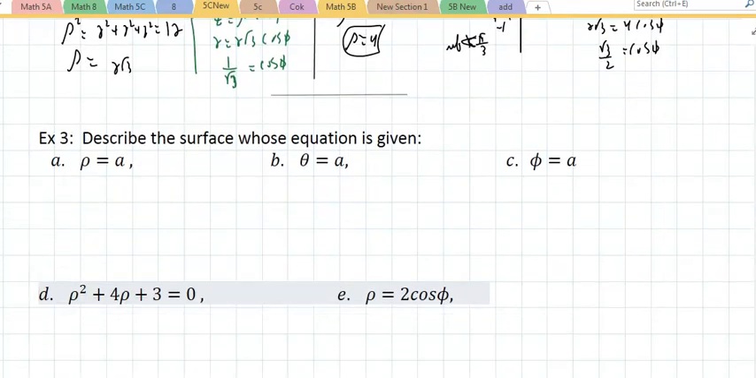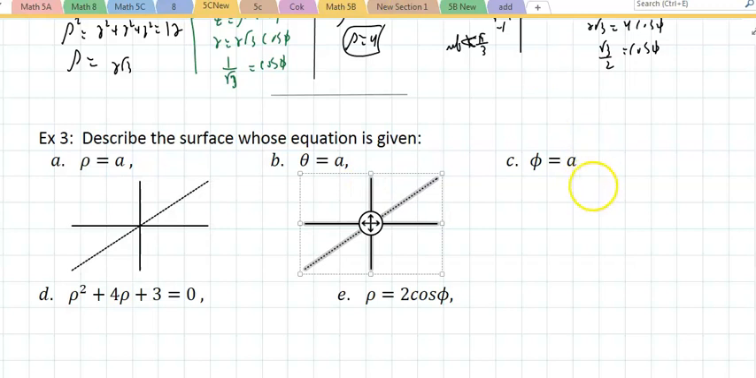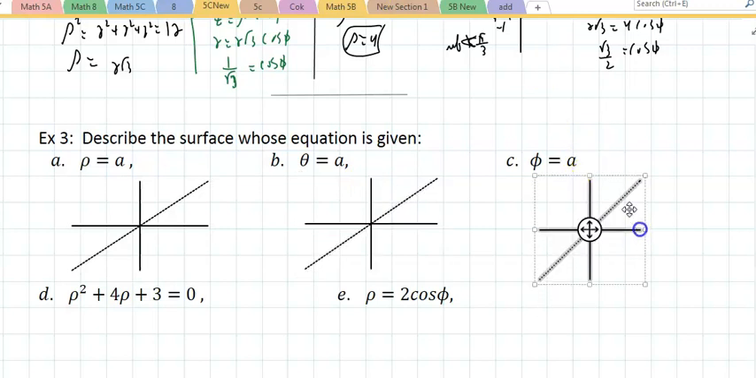Can you try and get an idea of what these graphs look like? So think about it. Describe, well, I'm going to graph rho equals A. If rho equals A, I could go A. Now, phi runs up and down, but theta rotates all around, creating a sphere with radius A.